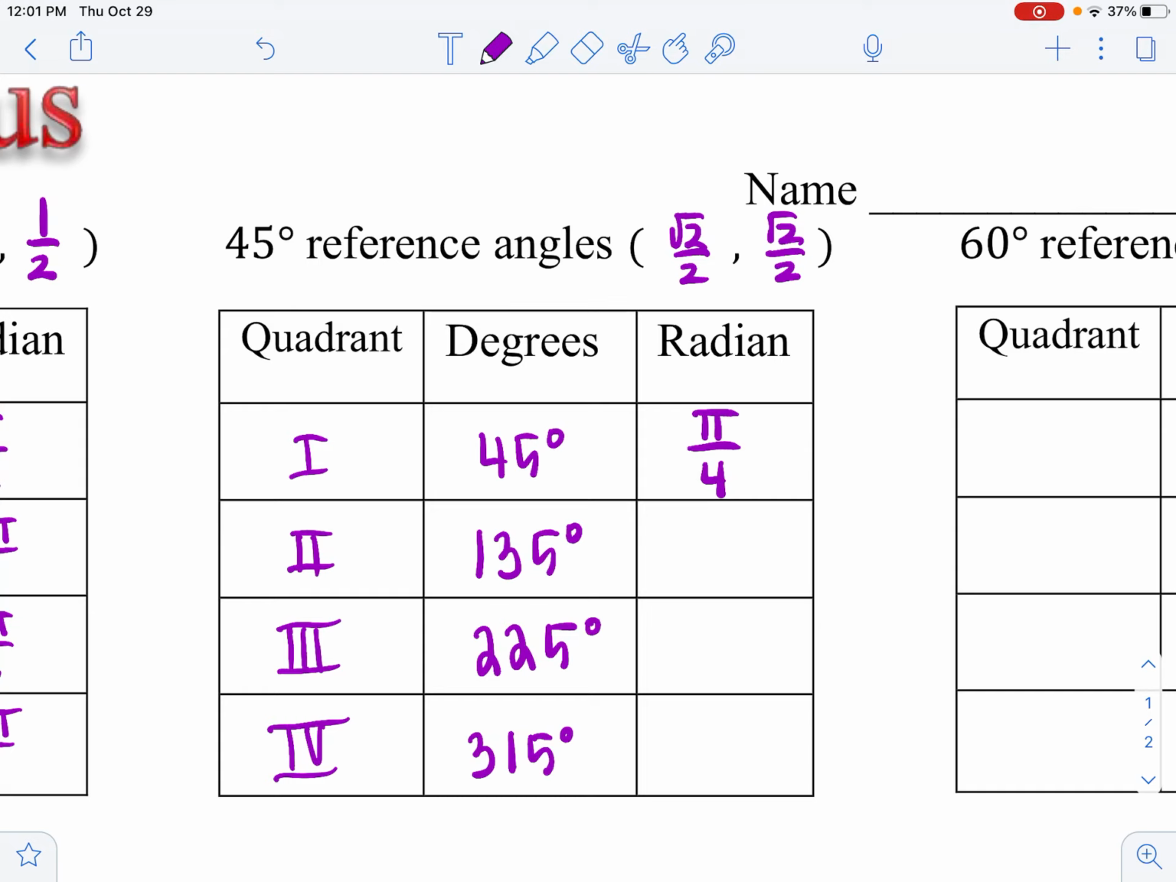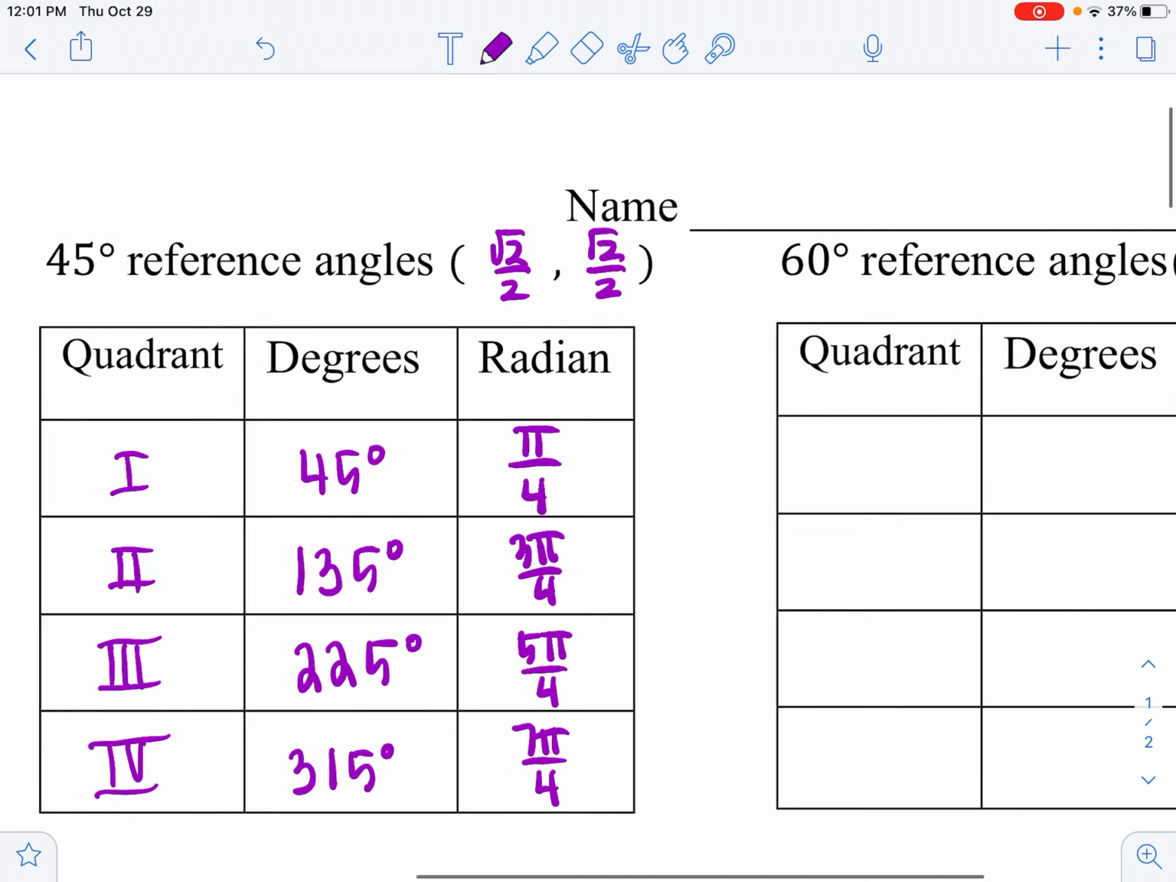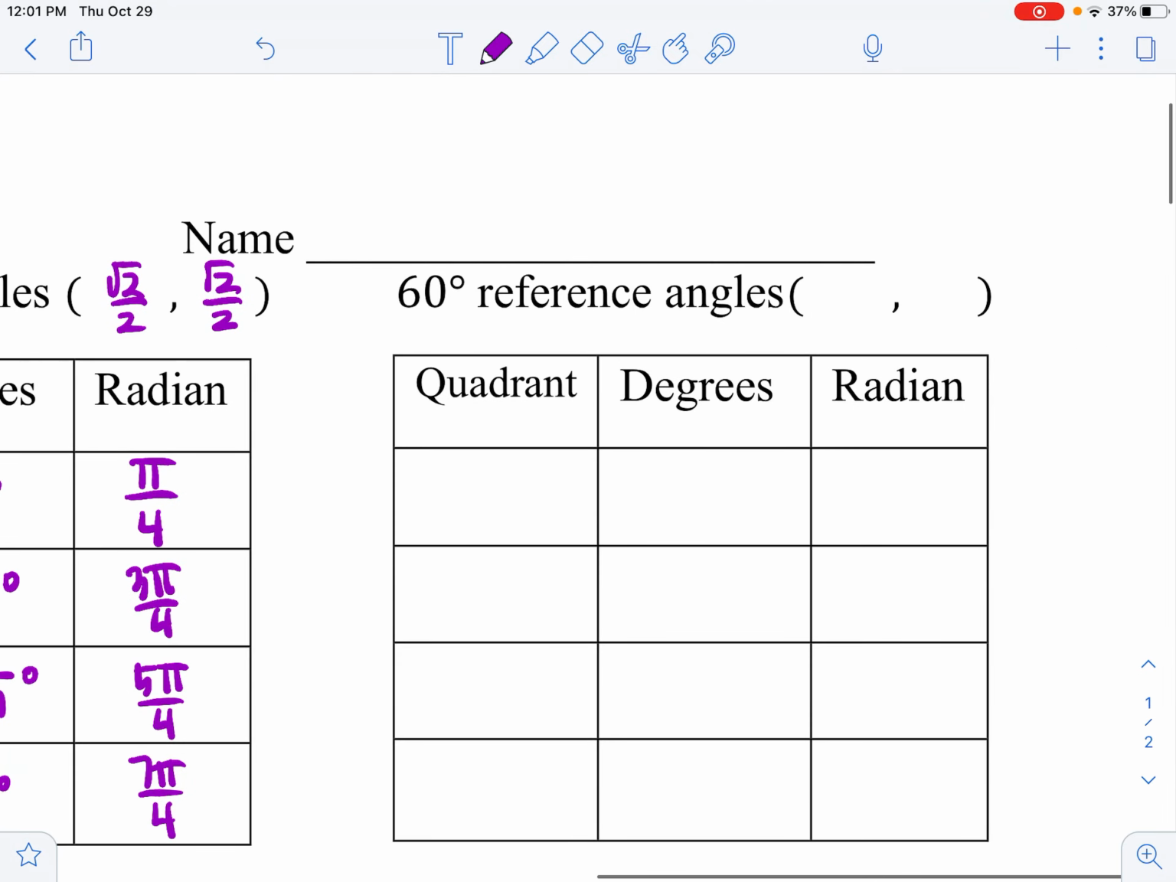So I think of it that way, and then I say, oh, this is also the one with odd numerators. It skips all the evens. 1, 3, 5, 7. Pi over 4, 3 pi over 4, 5 pi over 4, 7 pi over 4. 1, 3, 5, 7.